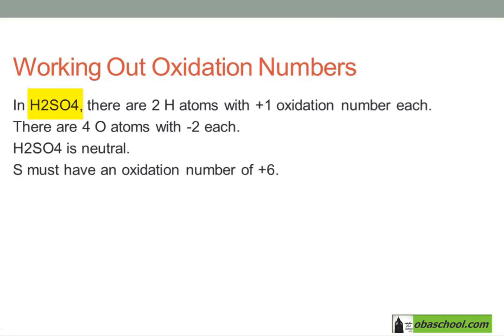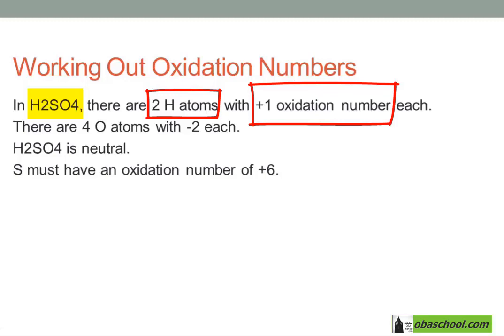In H2SO4 we have 2 hydrogen atoms, each with +1, as we already know by now. We have 4 oxygen atoms, each with -2, and H2SO4 is neutral. So we know that the total charge has to be 0.